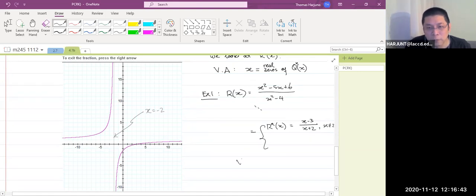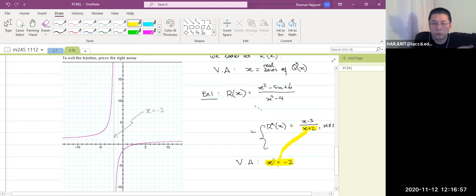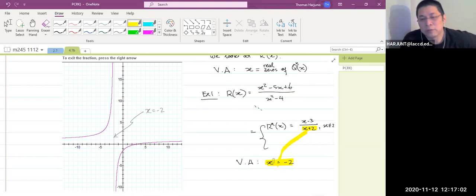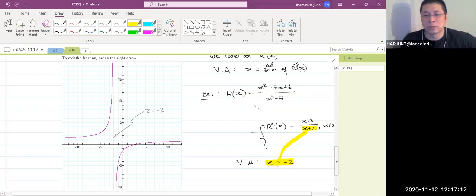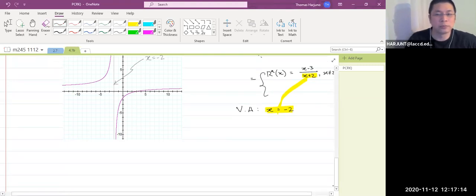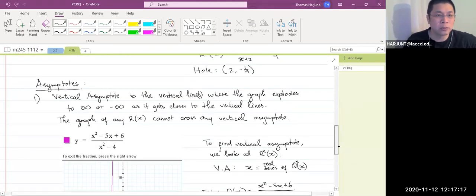Now from there you see the vertical asymptote is x equals -2. How do you get that? The zero of the denominator of the simplified version. You need to simplify it first, and then you find the zero. If the zero is a real number, then it becomes a vertical asymptote. Okay. Now, how about horizontal asymptote? So that's the first note about asymptotes.